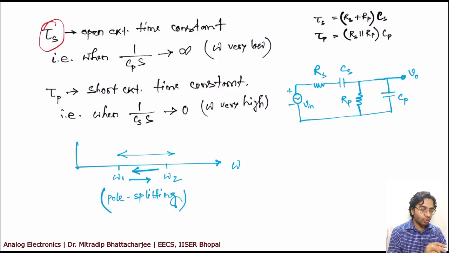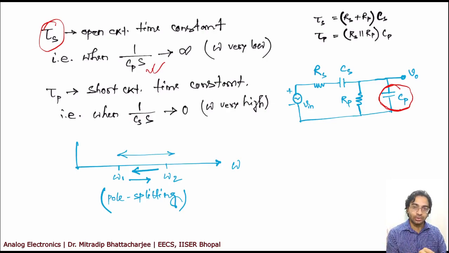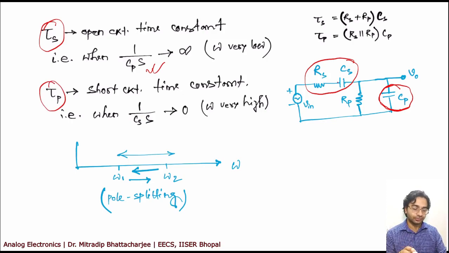Tau s is known as the open circuit time constant, when 1 by Cps tends to infinite. That means when this is almost open circuit, if this value is the impedance associated with this, right? If it is almost infinite, that means this is open circuit. Now if this is almost open circuit, the time constant associated with this is known as open circuit time constant. Similarly, you will find tau p is the short circuit time constant.